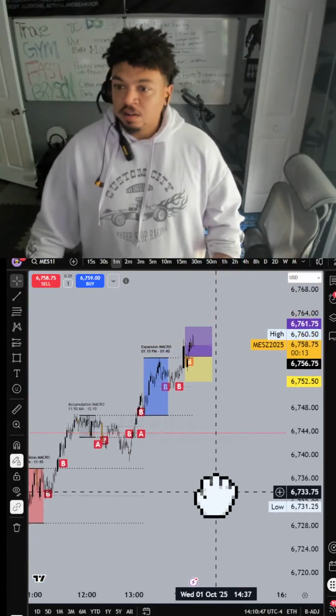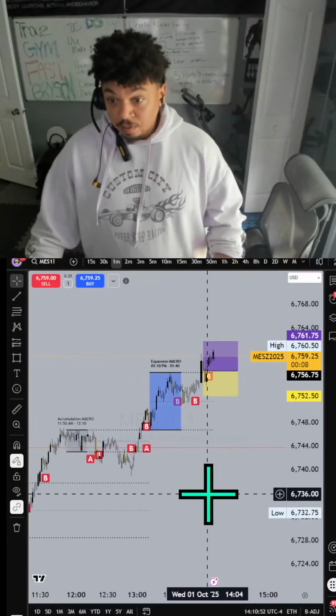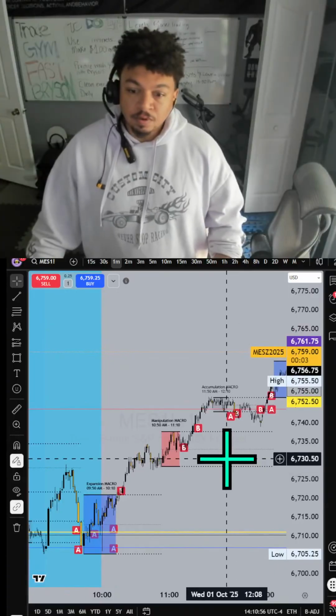So what I'm going to be working on is whenever I identify it's a trending day, getting in alignment with the trend to take the B trades. Most days are ping pong days where we're swinging back and forth.